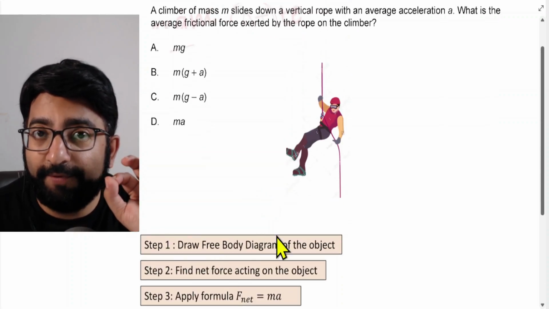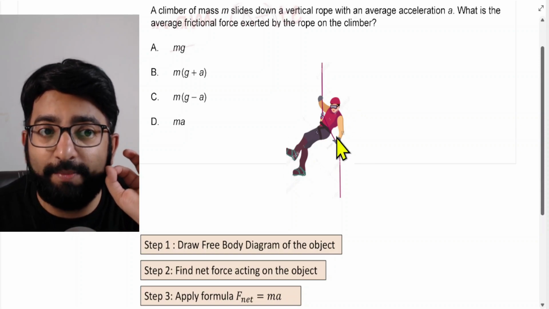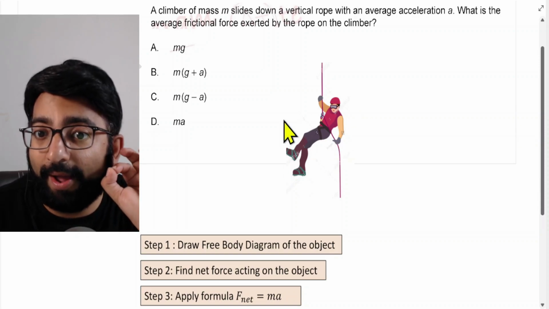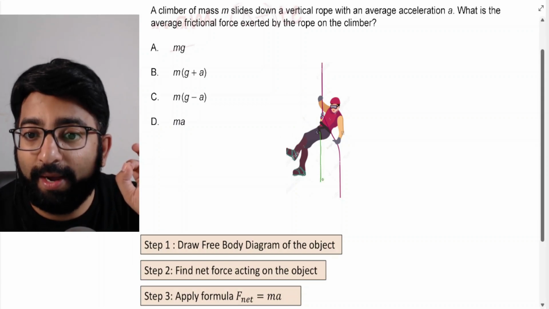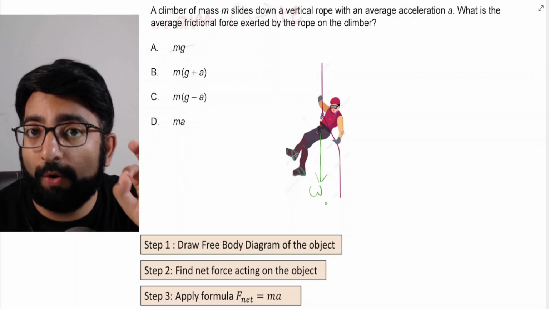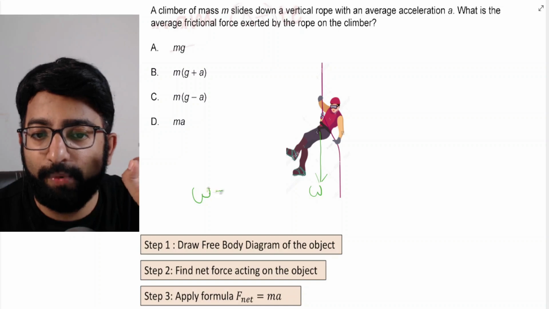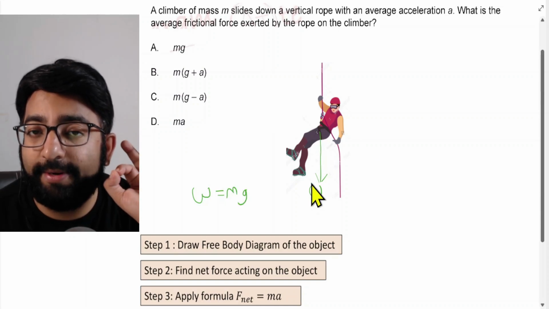Step one, draw the free body diagram. So think what all forces are acting on this climber. One force is, of course, the actual weight of the climber. So let us write down. I'll draw an arrow W, which is equal to mg, the weight of the object pointing downwards. So W is equal to mg, and that is shown by an arrow pointing downwards.